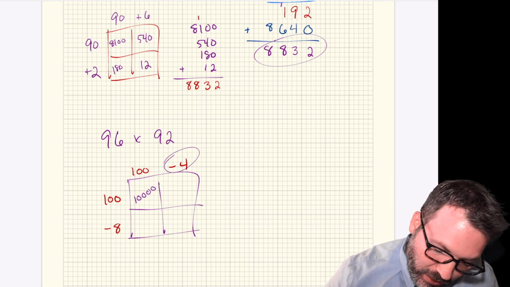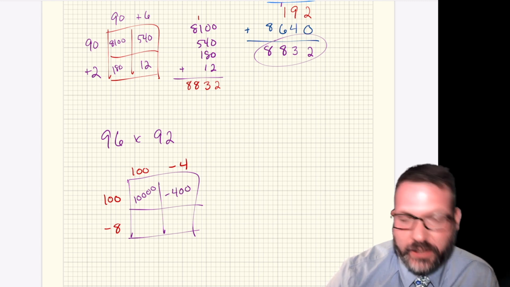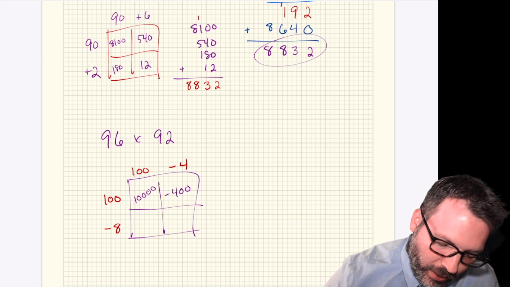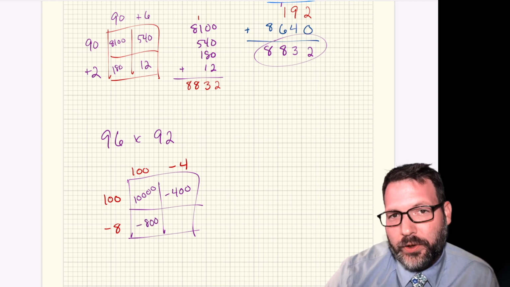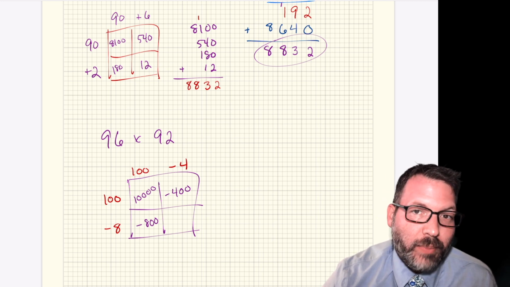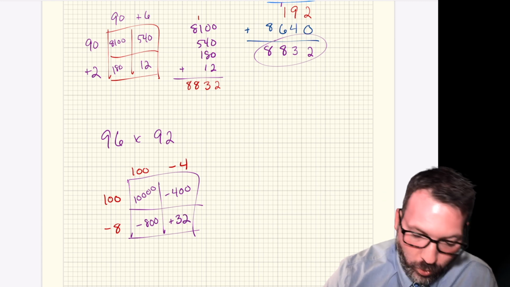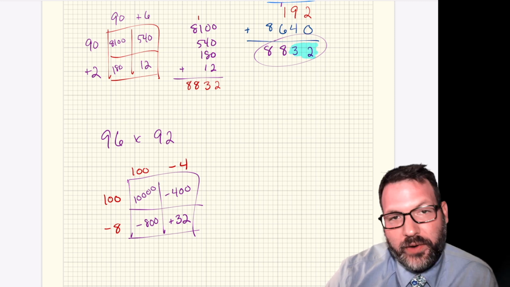But because this is a negative 4, when I multiply it by 100, I get a minus 400. And because this is a minus 8, when I multiply it by 100, I get a minus 800. Interestingly enough, though, at least if you're beyond 4th grade math, you also know that the minus 8 times the minus 4 is going to give us back positive 32, which, you may have noticed a second ago, was the last 2 digits of our product.